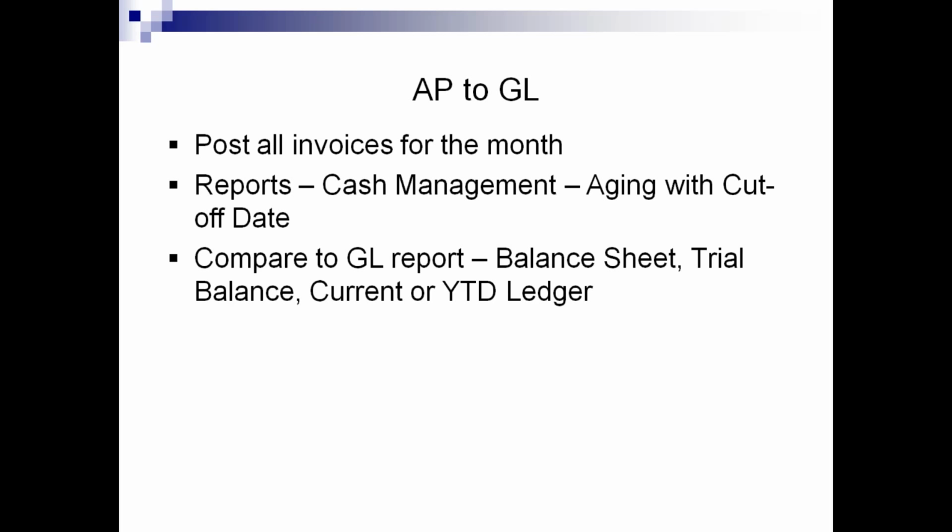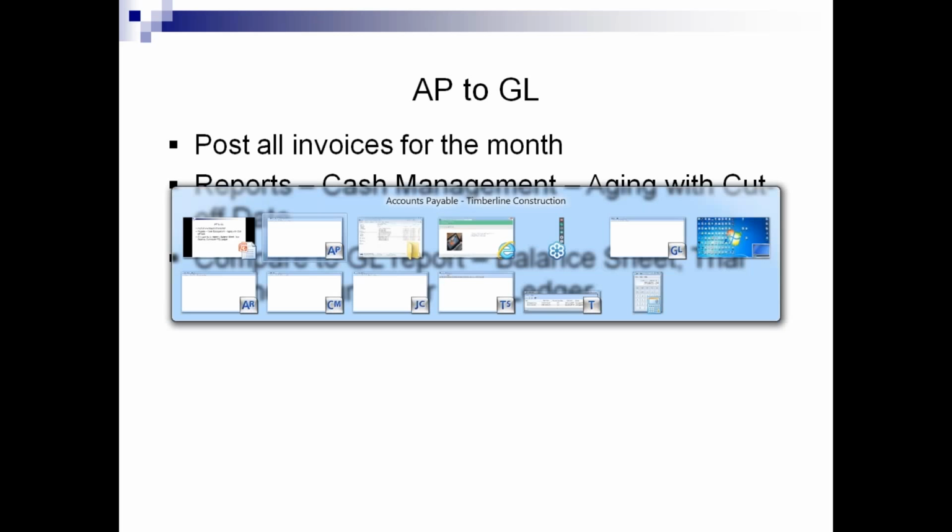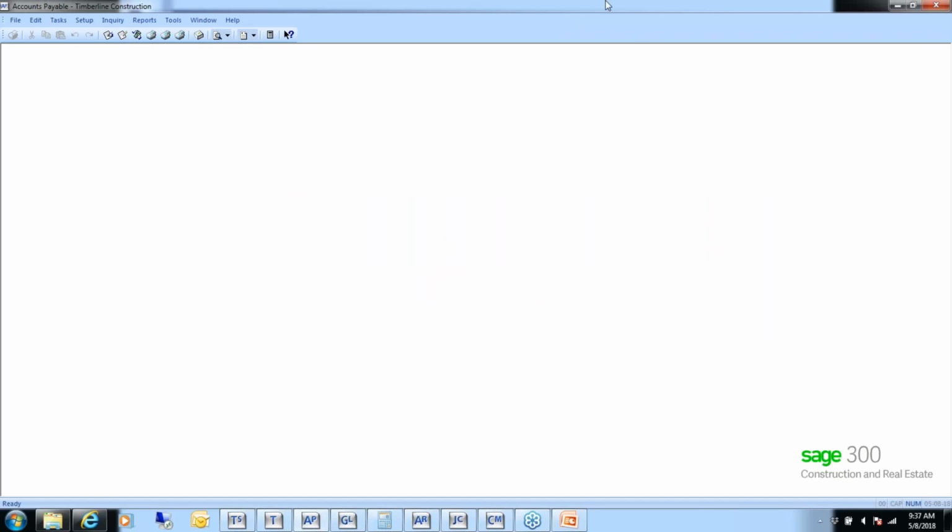One report out of AP under Reports, Cash Management, using the Aging with Cutoff Date report. And we're going to compare that to the GL balance sheet or the trial balance, or the current or year-to-date ledger. We're going to compare the totals that we get off of our aging report back to the AP liability account. So I'm going to switch over into AP right now.